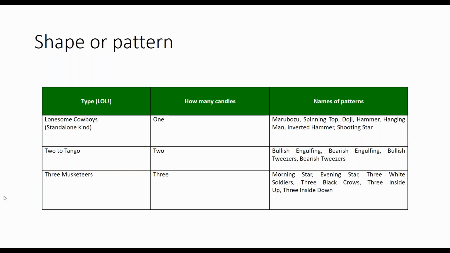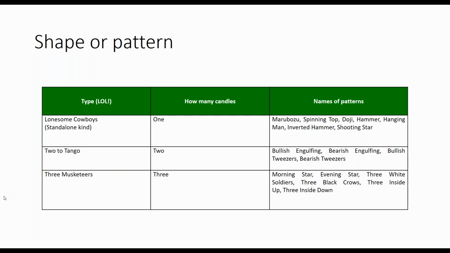Okay, and I didn't make up this chart. This is a standard chart. Somebody gave them a nickname of Lonesome Cowboys, 2 for Tango, and three Musketeers. I just call them singles, duos, and triples, because all that they talk about is Lonesome Cowboys are standalone, single candles. And what does that shape and size of that candle tell you? 2 for Tango is the combination of 2 candles next to each other, and what are we looking for, and what will that combination tell us?